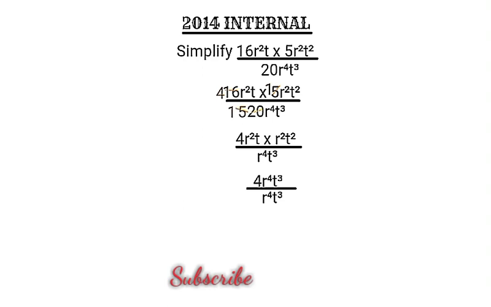Okay, so we can just say r raised to the power 4 and r raised to the power 4 cancel each other. So we can cancel the r raised to the power 4 there and this r raised to the power 4. t raised to the power 3 and t raised to the power 3 also cancel each other, and then we remain with only 4. So simplifying that expression will give us the answer, which is 4.